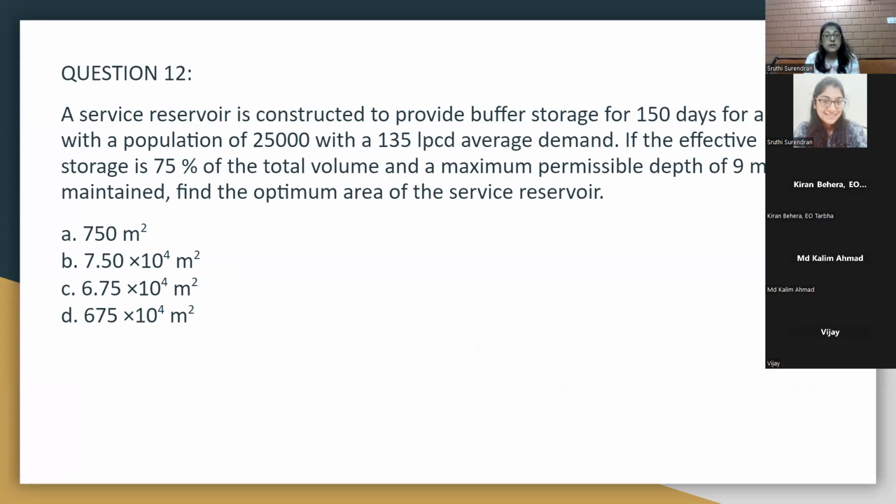A service reservoir is constructed to provide a buffer storage, that is an extra storage, for 150 days. The population of the town is given. The per capita demand is also given. If the effective storage is 75% of the total volume, and a depth of 9 meters is maintained, what is the optimum area of the service reservoir?